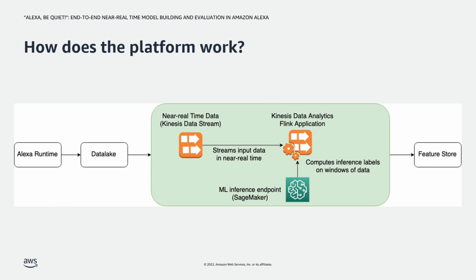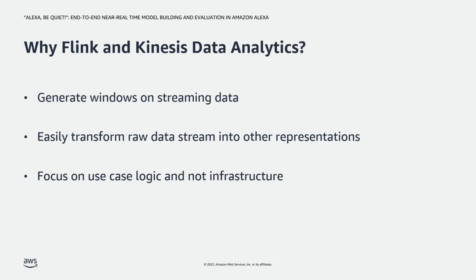Users are also able to optionally perform streaming inference on the data using SageMaker inference hosting endpoints. In other words, Alexa teams just provide a Docker container with a model artifact and easily perform inference on the stream within Kinesis data analytics Flink applications. Data is then streamed to a data store, an online or offline feature store that can be accessed for retraining, inference, evaluation, and analysis. We decided to use Flink on top of Kinesis data analytics for a few key reasons.